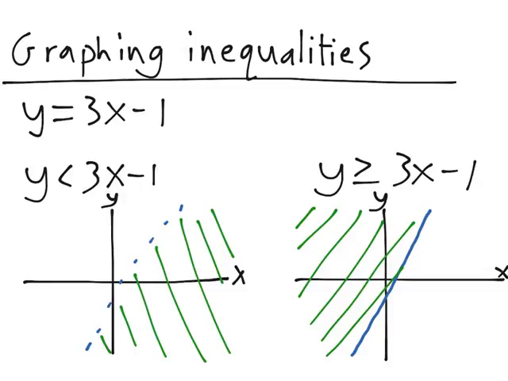In general, if you're unsure whether to shade the region below or above the line, simply choose a point that's above the line, then test to see if the inequality holds. If it does, shade in the region above, and if it doesn't, shade in the region below. For example, in the inequality y greater than or equal to 3x minus 1, we could choose the origin here, which is above the line. If we plug in the x and y values for that, we get 0 greater than or equal to 3 times 0 minus 1, which is 0 greater than or equal to minus 1. Since this is true, we shade in the region above.